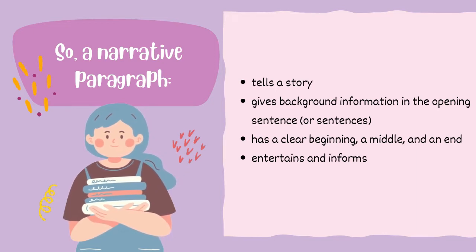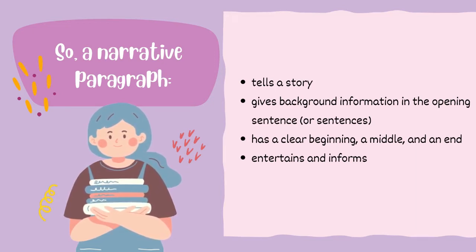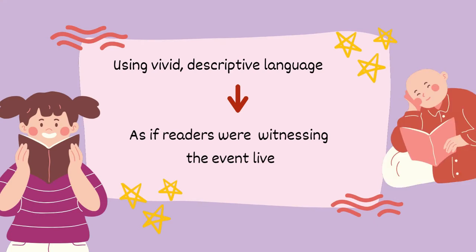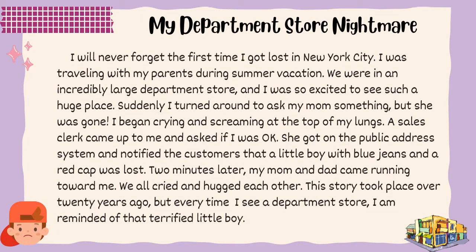It also gives background information in the opening sentence or sentences and has a clear beginning, a middle, and an end. And the last part is that it also entertains and informs certain story to the readers. More crucial than this, a good narrative paragraph should use a vivid, descriptive language that paints a picture. So looks so real that the reader can almost feel that he or she is witnessing the event live. Now, let's have a look at this example to help you understand this information better. Read carefully and analyze each sentence from the beginning, the middle, and the end of the story, guys.